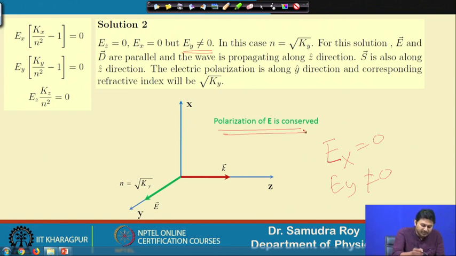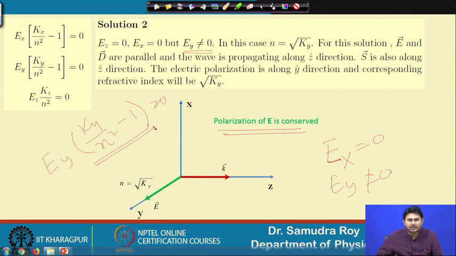Second thing is that from this equation, if I write Ey multiplied by (ky by n square minus 1), that was my equation, and I am saying that Ey is not equal to 0, that essentially means that ky by n square minus 1 has to be 0. That means ky is equal to n square. That means n, the refractive index along y direction, is root over ky. In the previous case, we found the refractive index along x direction is root over kx.